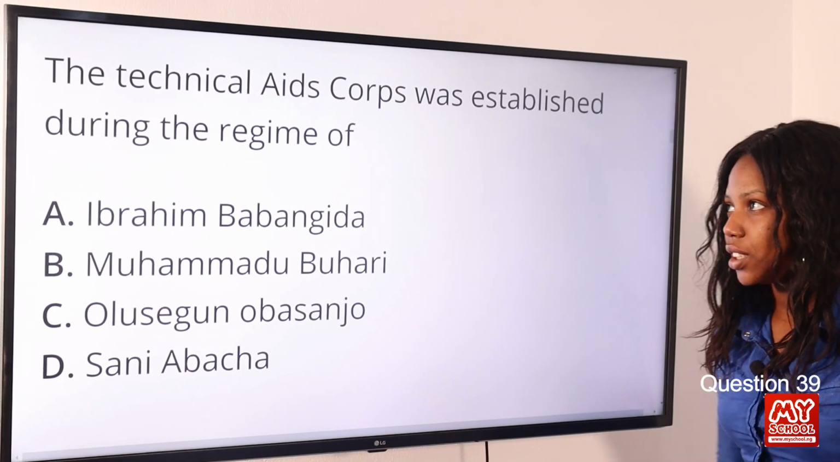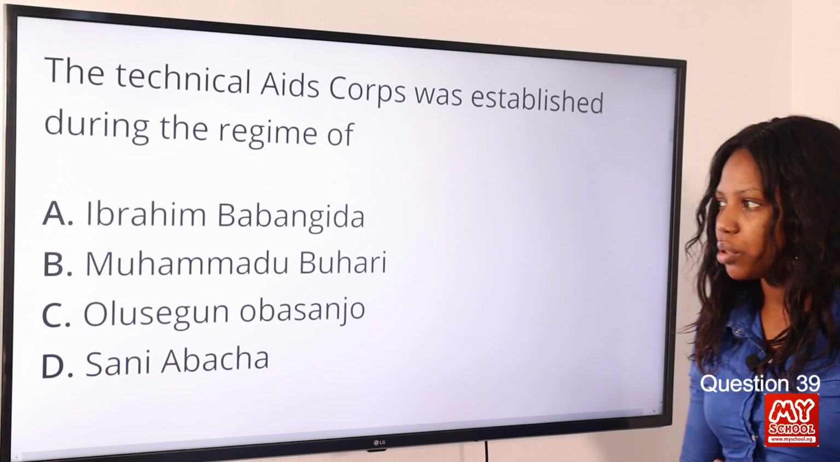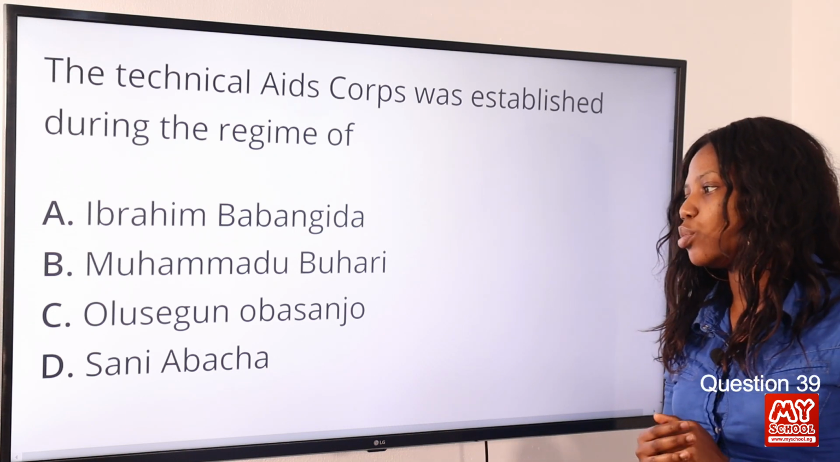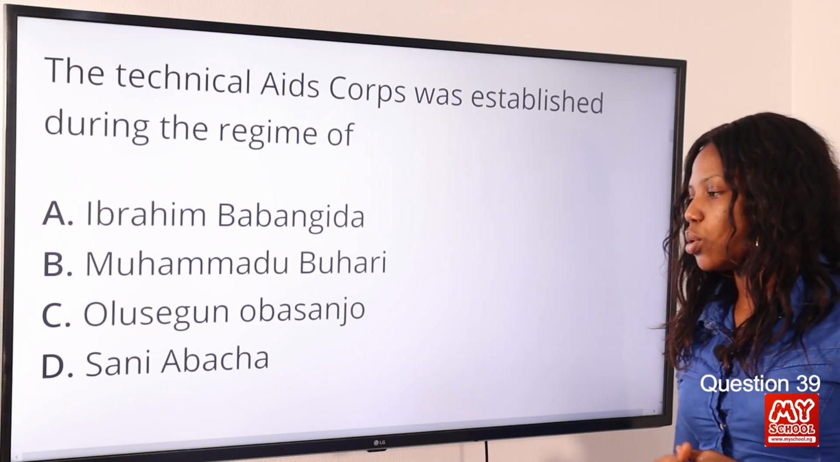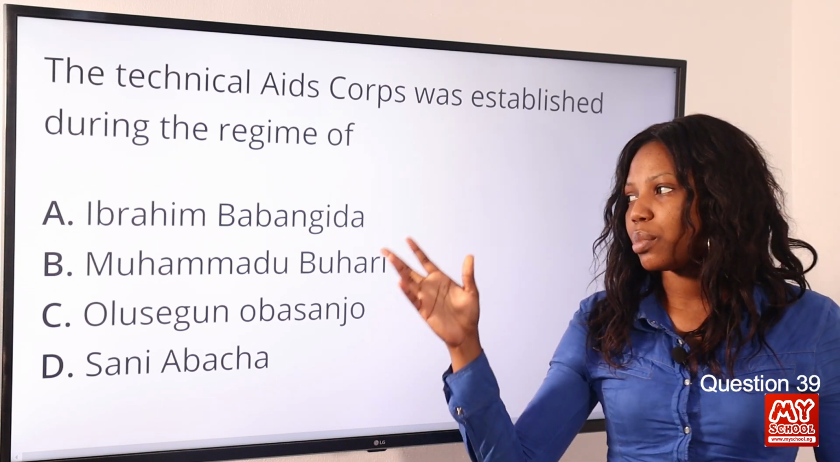Question 39. The Technical Aid Corps was established during the regime of option A, Ibrahim Babangida, option B, Muhammadu Buhari, option C, Olusegun Obasanjo, option D, Sani Abacha. The answer to this question is Ibrahim Babangida.